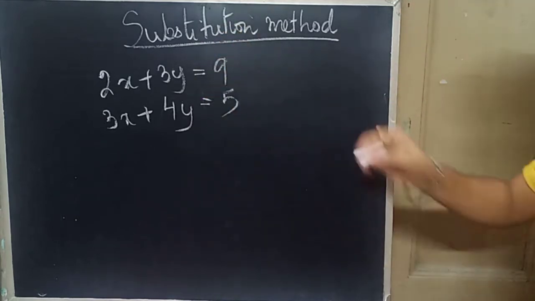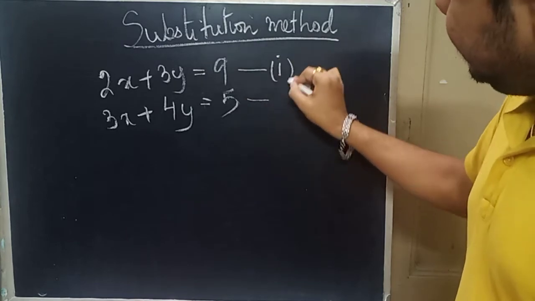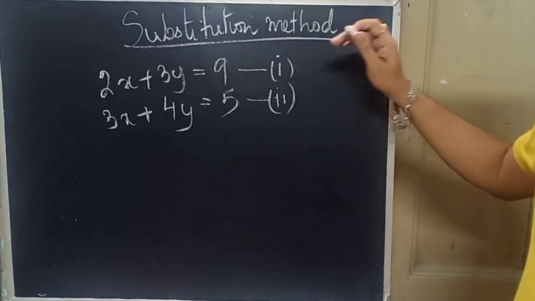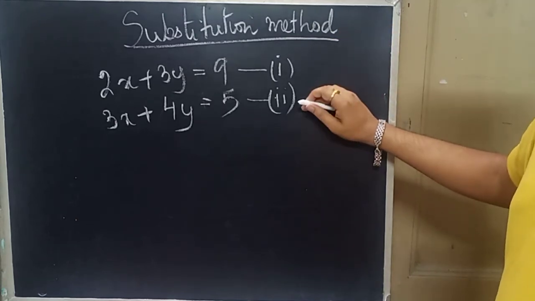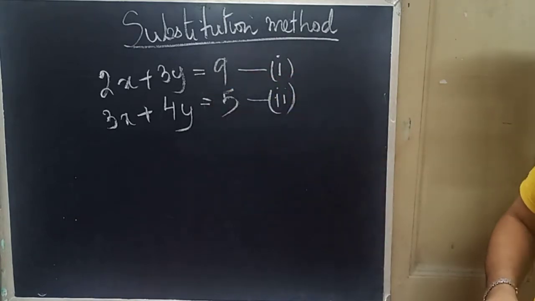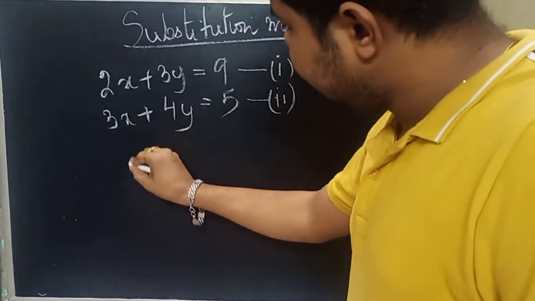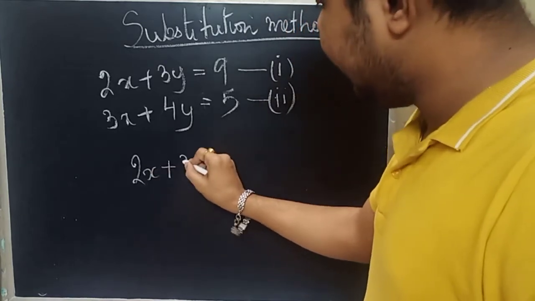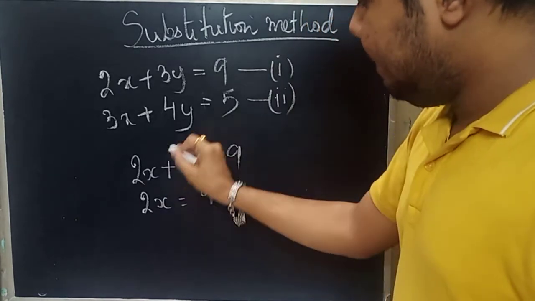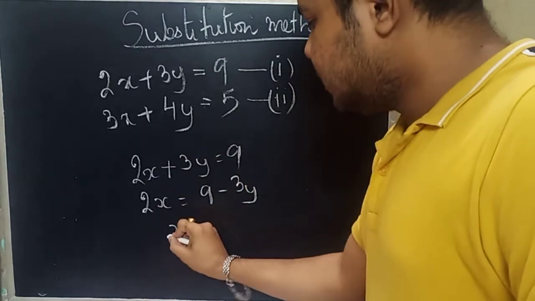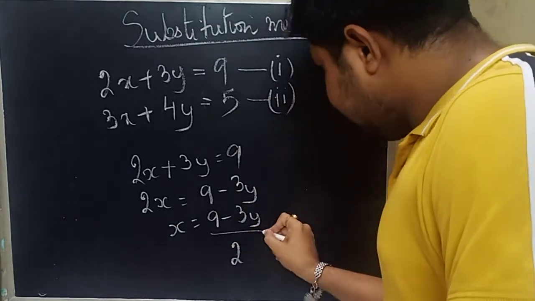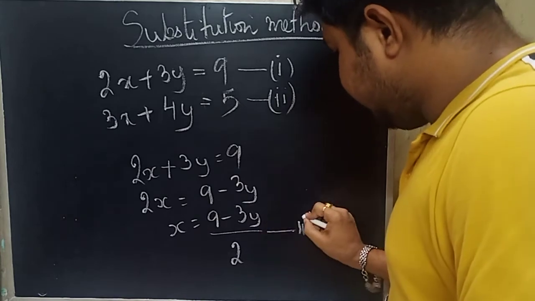So how am I going to solve this? First, number the equations. This is equation 1, this is equation 2. Either from equation 1 or equation 2 you make any one variable the subject. So I am considering equation 1 and making x the subject. If I take equation 1 and make x the subject, I get 2x is equal to 9 minus 3y, since plus 3y goes to the other side and becomes minus 3y. So x is 9 minus 3y by 2. This is my third equation.